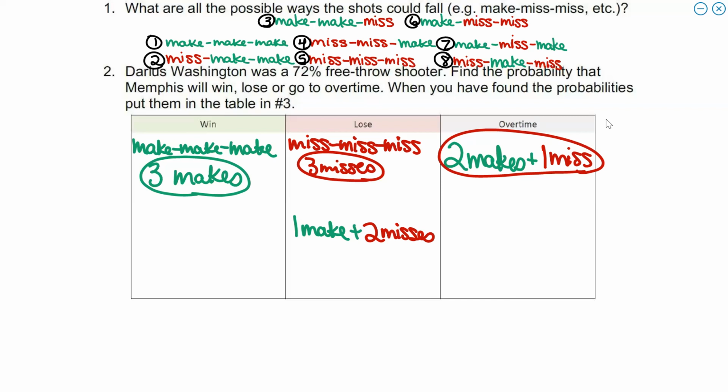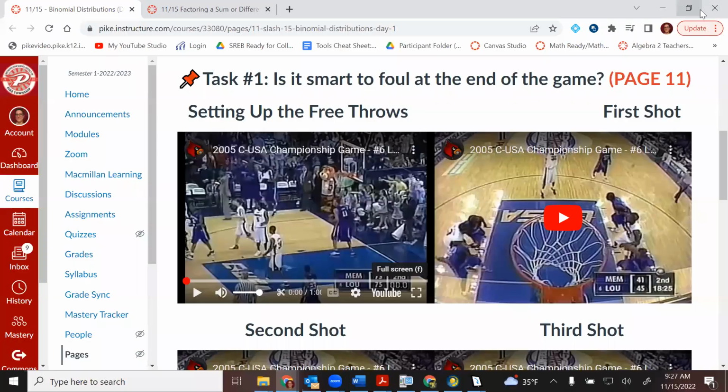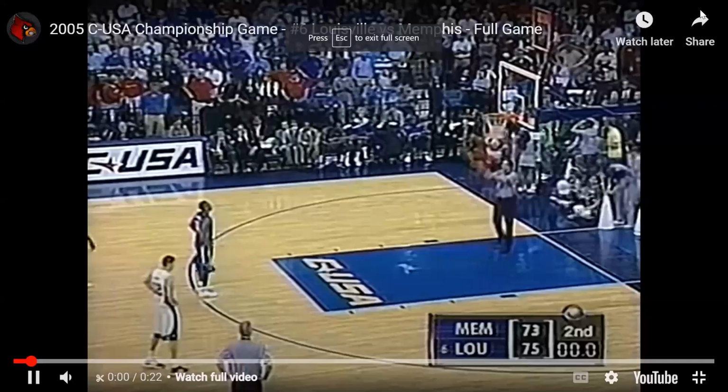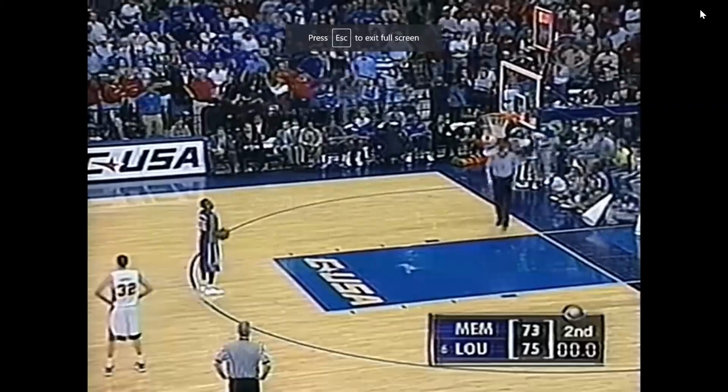All right, I'm going to pause this here in our calculations, and we're going to watch his first shot. Right now, as he steps up to the line, there's a 37% chance that they outright win, 19% chance that they lose the game, and almost a 44% chance that they head into overtime. All right, he steps up to the line.